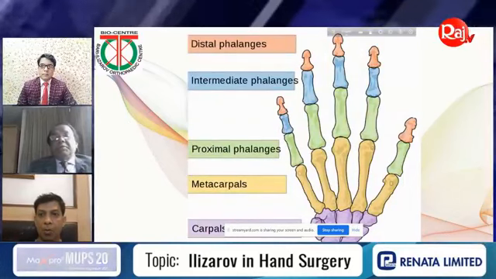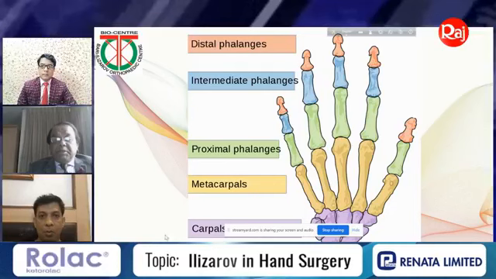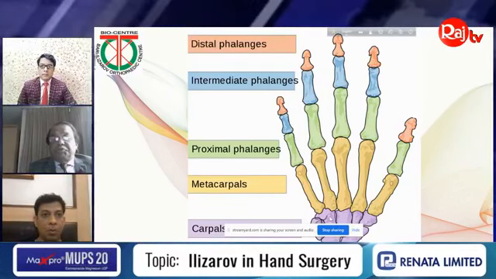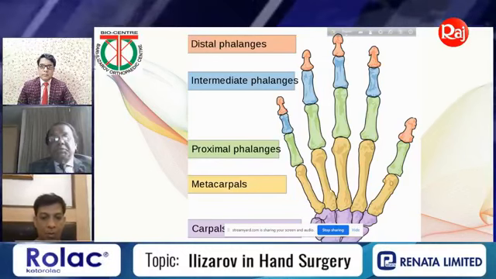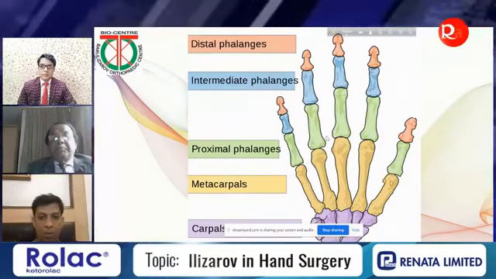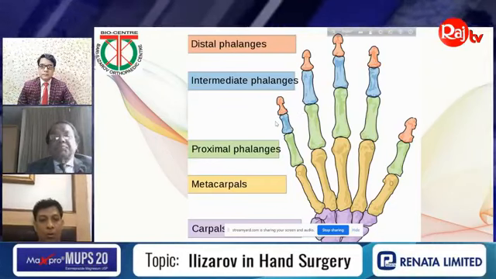You can see here this picture. How beautiful is our hand. And you can see the carpal bones here, in 2 rows, just to remember for the young orthopedic surgeons, then the metacarpals and the proximal, middle, and distal phalanges.